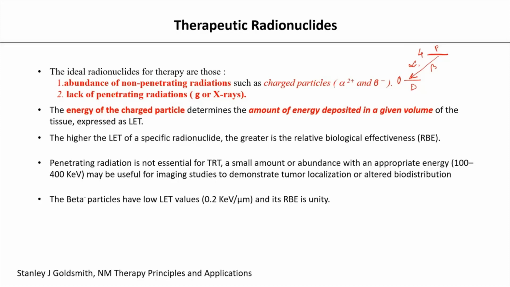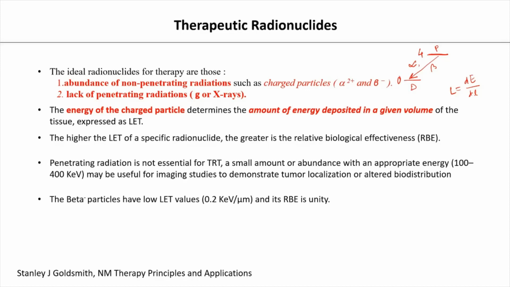MeV. So the energy of the charged particle determines the amount of energy deposited in a given volume. So the more the energy of the charged particle, the more the amount of energy deposited in a given volume. And how do you express the amount of energy deposited? We express it by a term called linear energy transfer, and that is equal to L = dE/dl, energy deposited per unit length of the matter. We call this linear energy transfer. And from our previous lecture series on clinical radiobiology, we have seen that the higher the linear energy transfer, the higher will be the relative biological effectiveness.